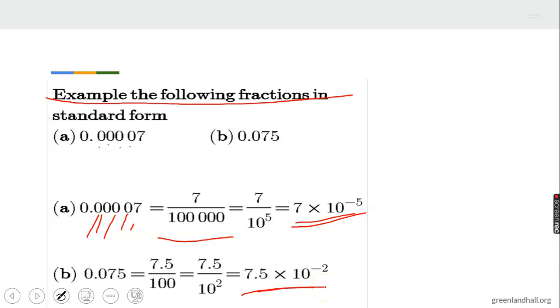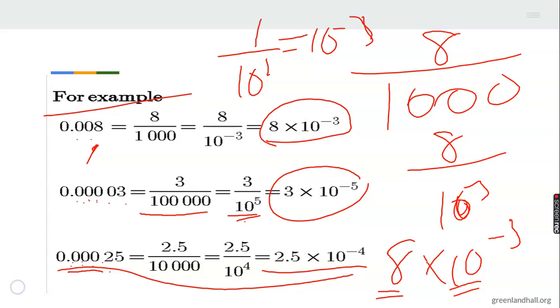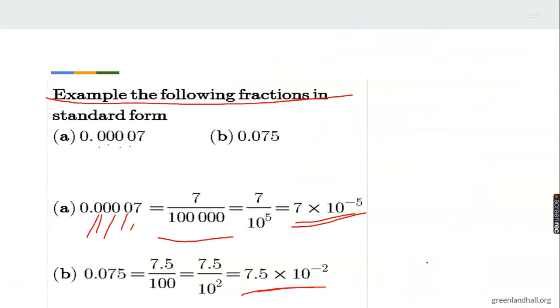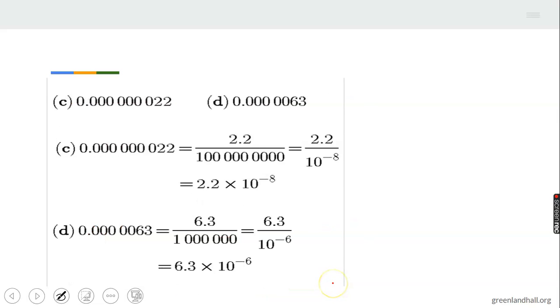You can see 1, 2. When you stop at 7, it will be 7.5 times 10 raised to power 100. That is that. Now, here's another one.